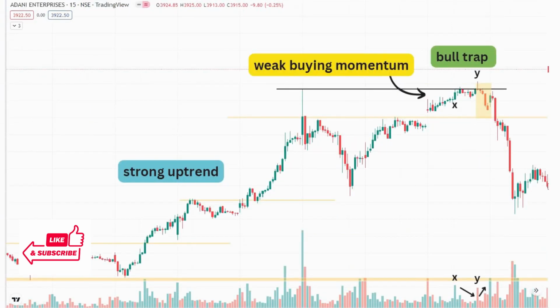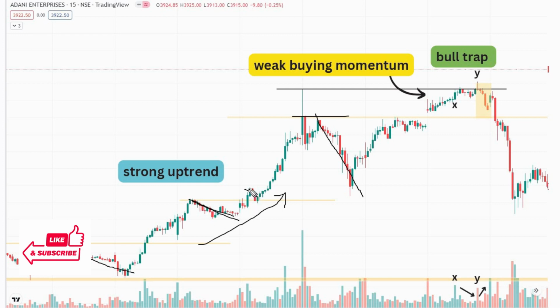See, this is the chart of Adani Enterprises on 15 minutes time frame. So as you can see, Adani Enterprises is in a very strong uptrend. Okay, this is the deepest pullback in this uptrend. Very important point, remember it. Otherwise, whenever there was a pullback, the pullbacks were very shallow pullbacks.